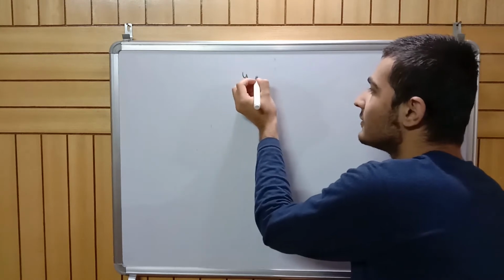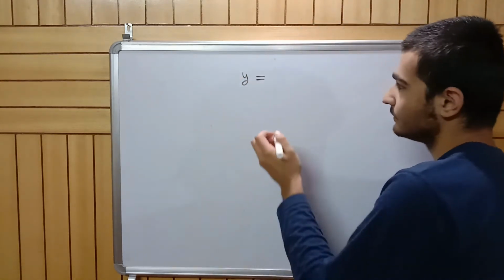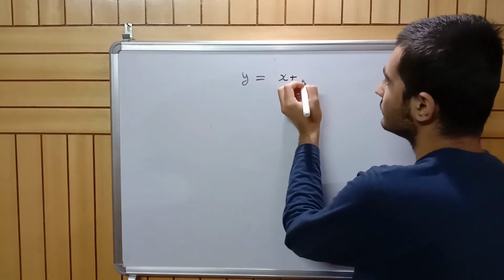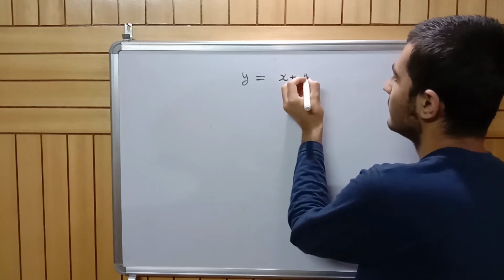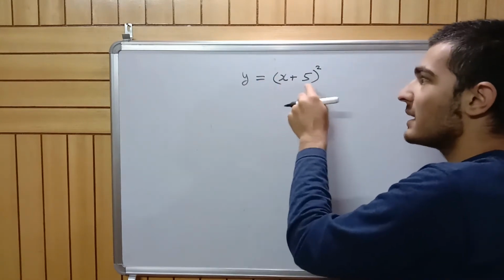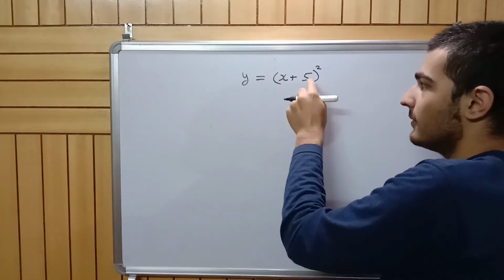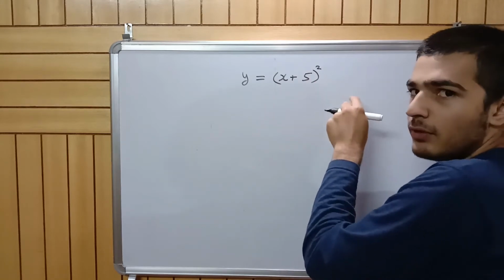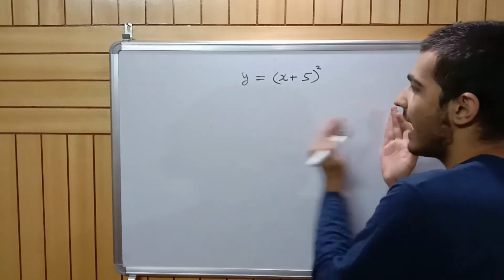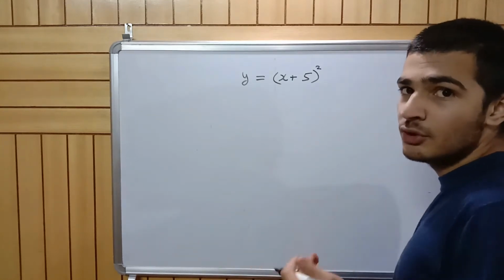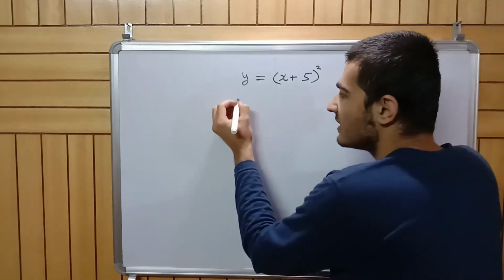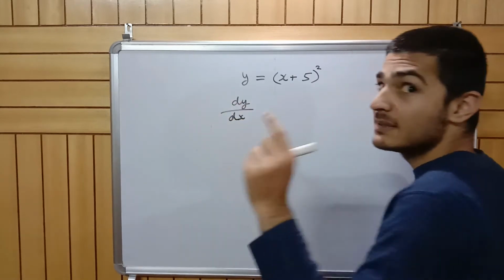Let's say somebody asks you to differentiate x plus 5, whole square. One method is to use the formula of a plus b whole square. So you can write x square plus 25 plus 2 into x into 5, and then distribute your derivative, and find the derivative of the first term, second term, third term, and add them up. That is one way, but there's a shorter way using the chain rule, using the concept that we just used right now. So I differentiate this, dy by dx, with respect to x.